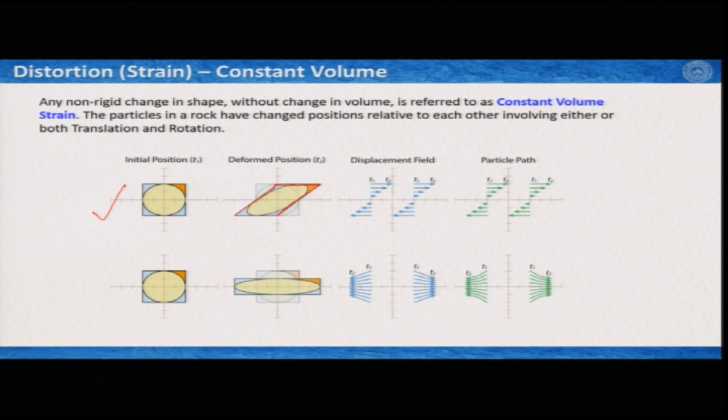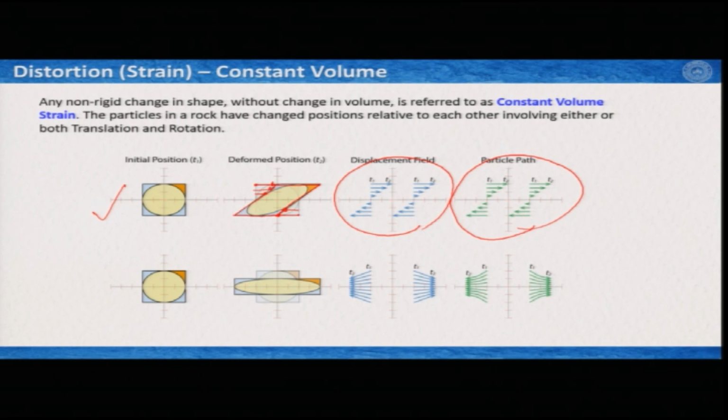And then if I make this object like this without changing the volume, that means it is a constant volume strain, then the particle paths and the displacement field would look like this. That means from this side it moved this way, from this side it moved in the opposite way. And this is how the particle path would look like. The displacement field would look like this. The particle path would look like that in a very similar way.